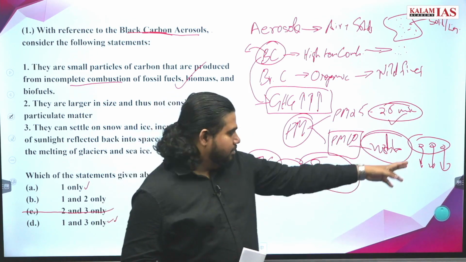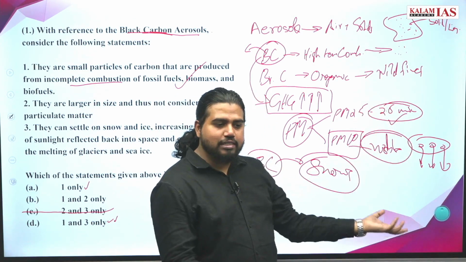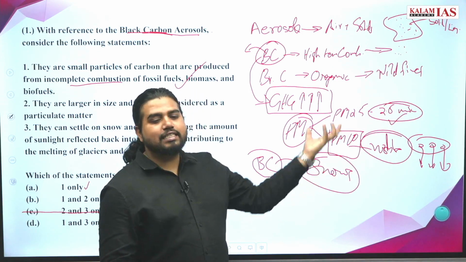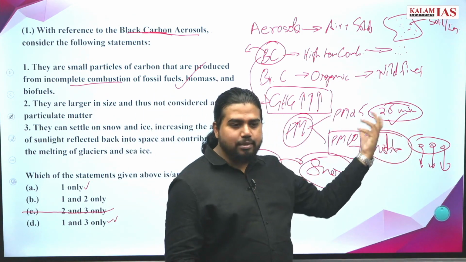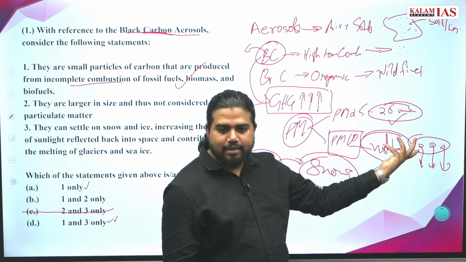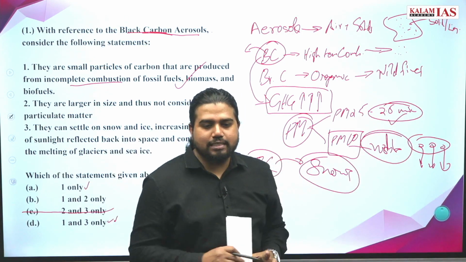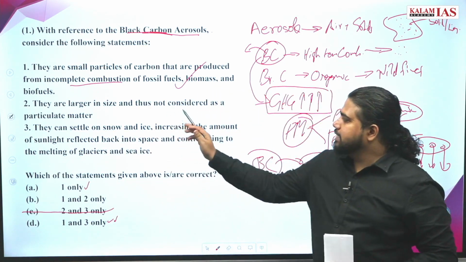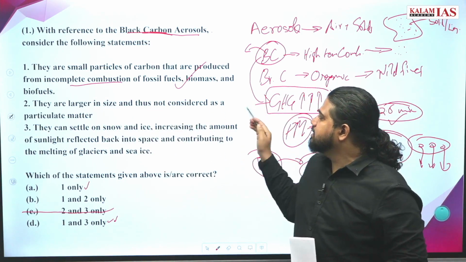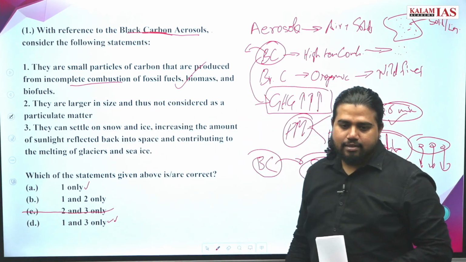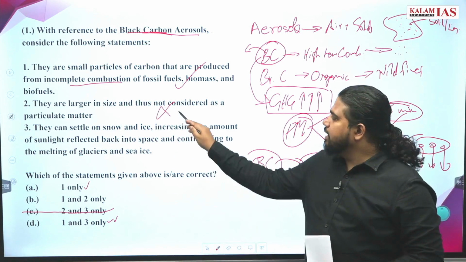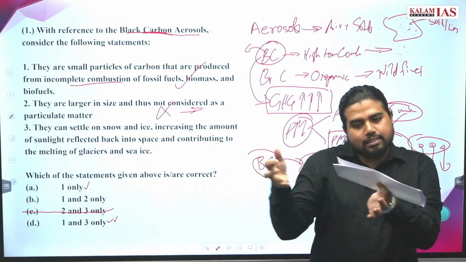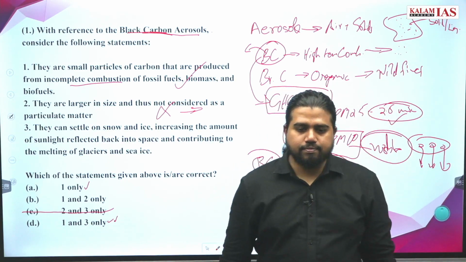If it is bigger in size, it will settle down fast, it will not reach the Himalayas. If it is reaching the Himalayas, it should have been comparable in size to particulate matter, and it cannot be much greater in size. Now come to the second statement. They are larger in size and thus not considered as particulate matter. It's very difficult to take this statement as correct. These have characteristics, if you look, very similar to that of particulate matter.